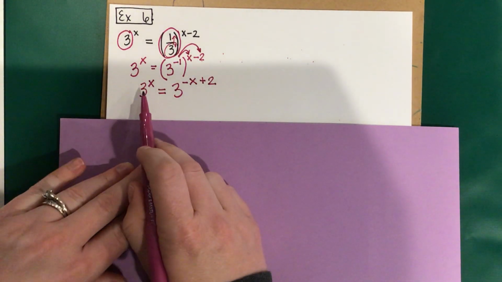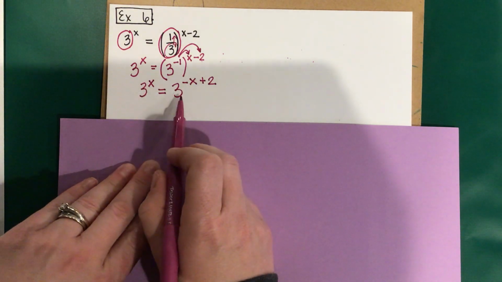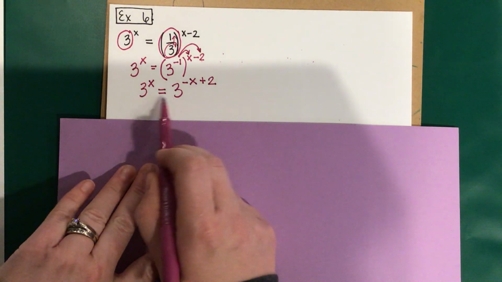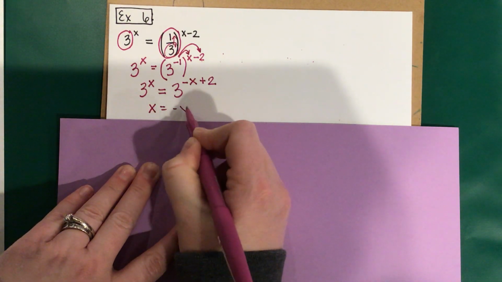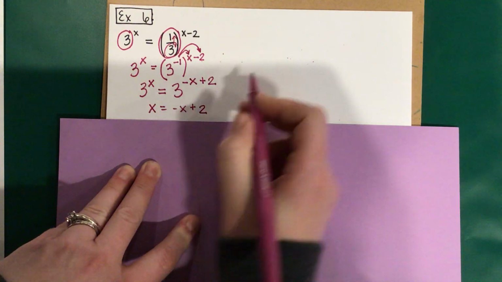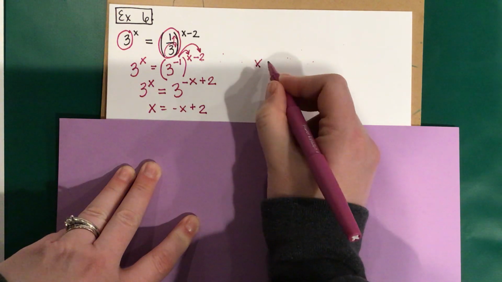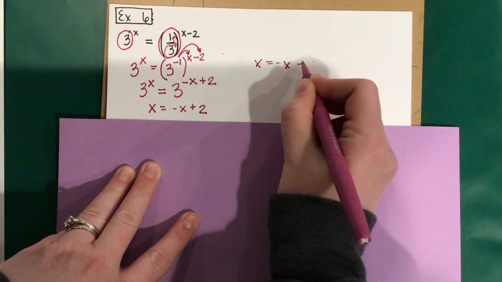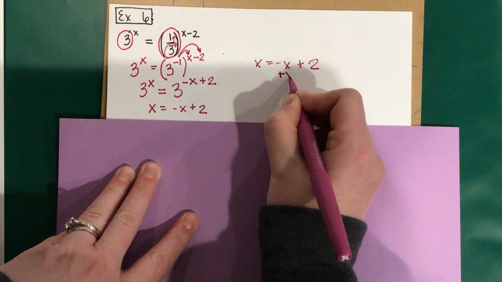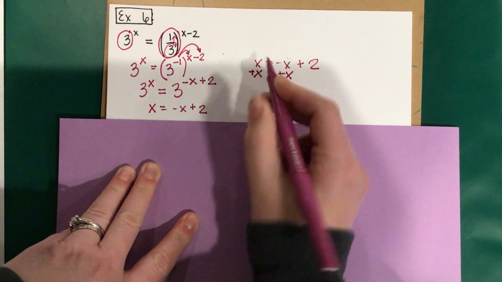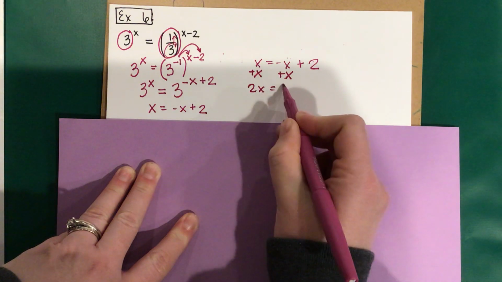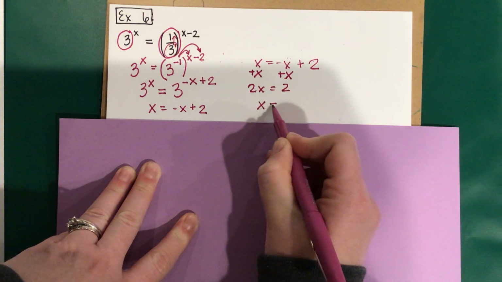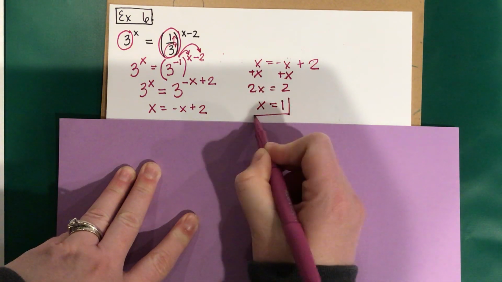And so now I'm down to a single base on the left, a single base on the right. They're the same one. So now I can drop the bases and just solve this equation. So if I have x equals negative x plus 2, I can add x to both sides. So x plus x is, you betcha, 2x. So 2x equals 2, so x equals 1.